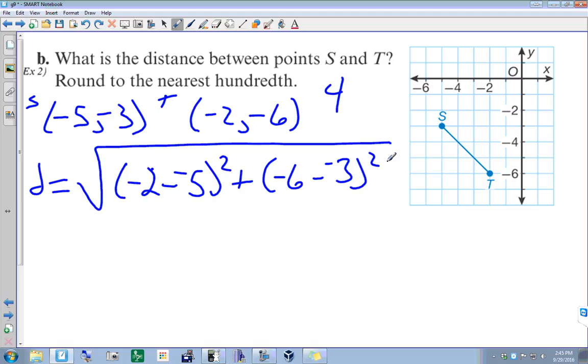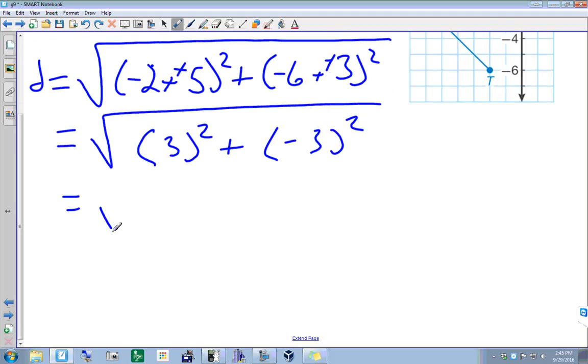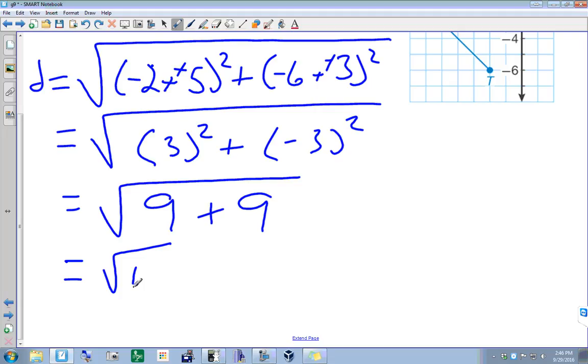Usually if somebody's going to make a mistake, it's going to be here with these signs. Why? Oh, it's minus in there already, so I don't have to put it in. That's generally what happens with this. So square root, go across, that goes plus plus, so that gives me 3 squared plus negative 3 squared. So square root of 9 plus 9, which gets me to the square root of 18.